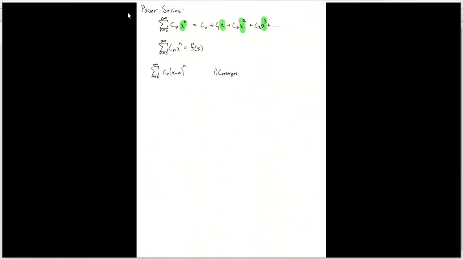We have that this converges if x equals a. That means that each term would be 0, right? Because we have a minus a to the n, so 0 to the n, and so on. That's always going to converge, right? If we just keep adding zeros. So that's the worst case scenario.